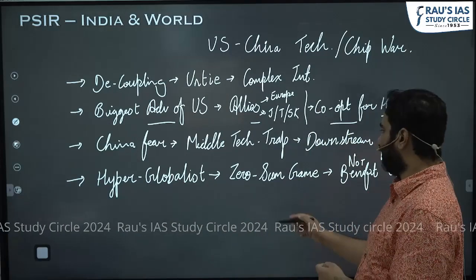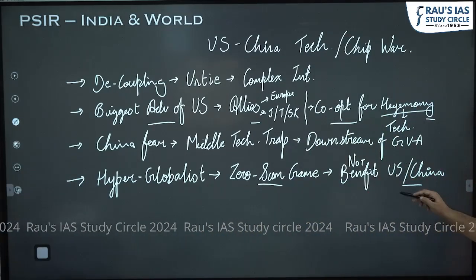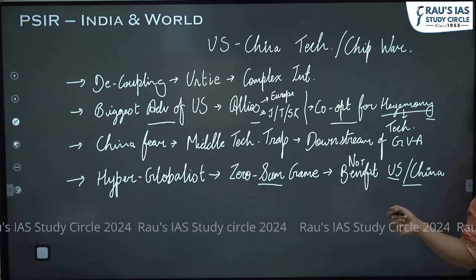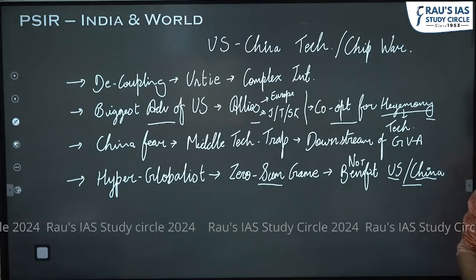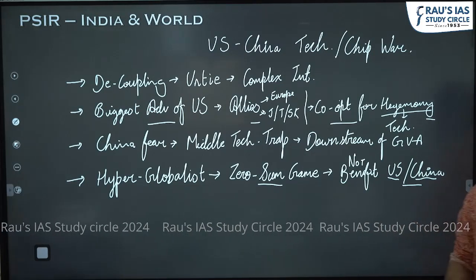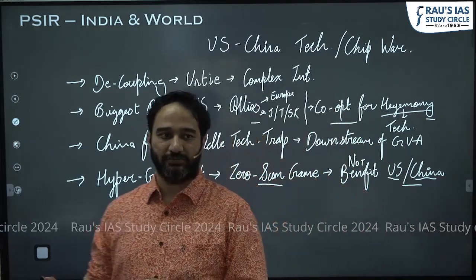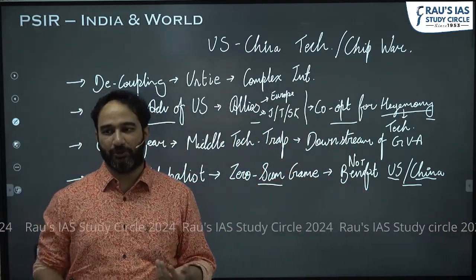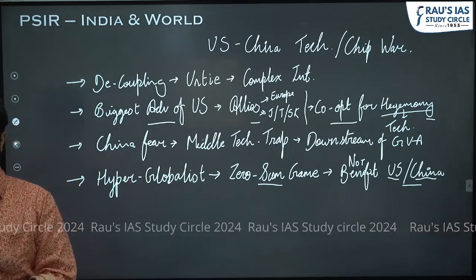So this zero-sum game that both the countries are playing is neither going to benefit the US. Why? Because then its products will not be cheap. And it is not going to benefit the Chinese. Why? Because they would not become the global leader in semiconductors or compete with the Americans and others in terms of semiconductors. So neither of them is going to benefit from this. Any doubts?